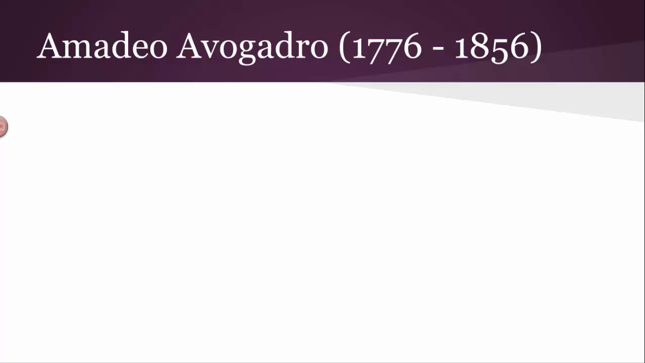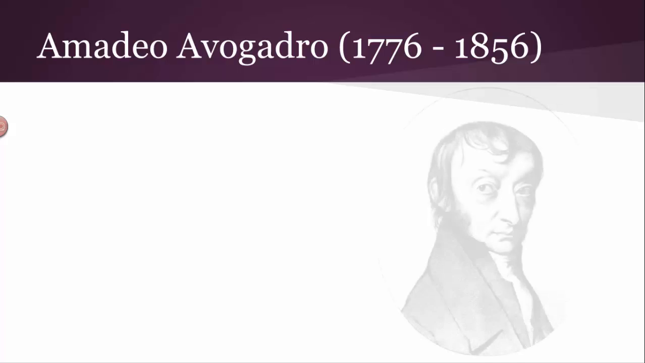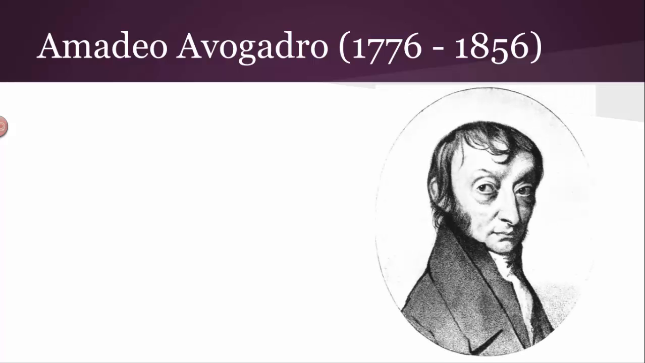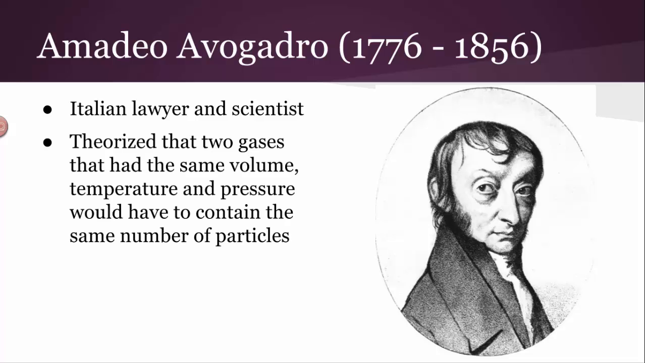His name was Amadeo Avogadro, and he lived in the latter half of the 18th century and into the first half of the 19th century. There he is. Kind of a severe-looking guy, if you ask me, but brilliant. Avogadro was a lawyer, but he was also very interested in mathematics and science. And he built himself a lab and began to experiment with gases. He came up with a very important idea.